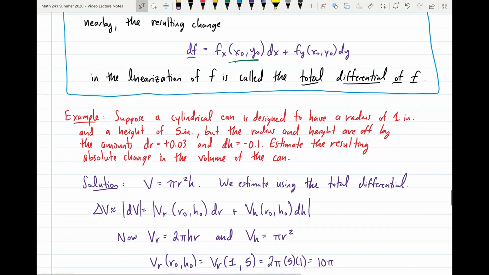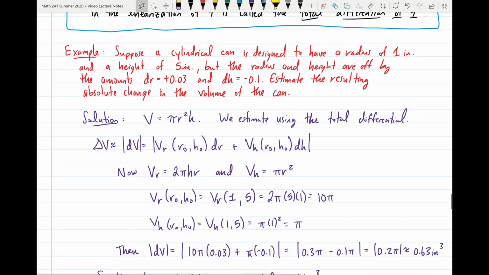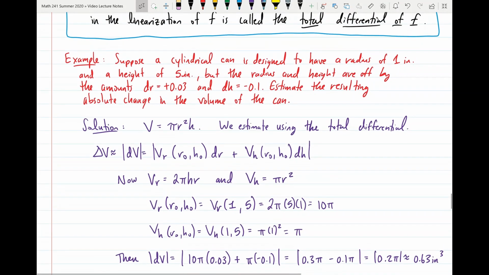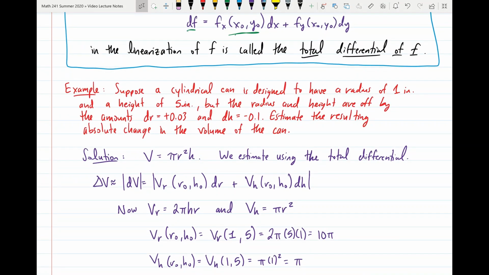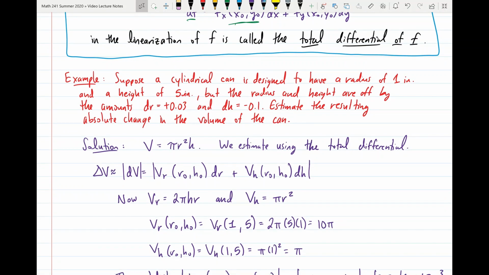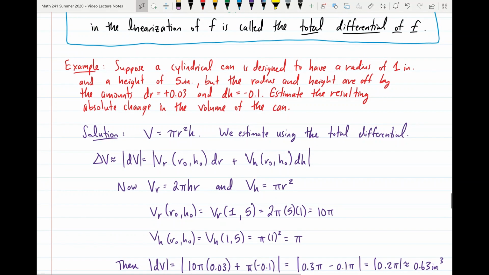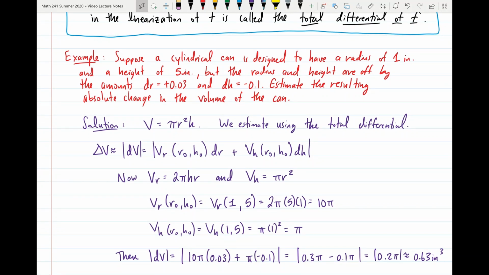So let's go into an example where we use the total differential to approximate the change in our function as we move away from a certain point. Suppose that we have a cylindrical can and it's designed to have a radius of 1 inch and a height of 5 inches. So that's the intention. But the radius and height are off by a little bit. The radius is off by plus 0.03 inches, and the height is going to be off by minus 0.1 inches. We want to estimate the resulting absolute change in the volume of the can.